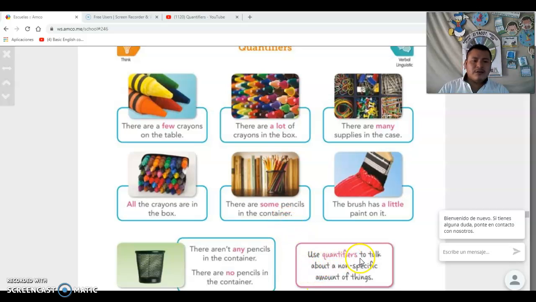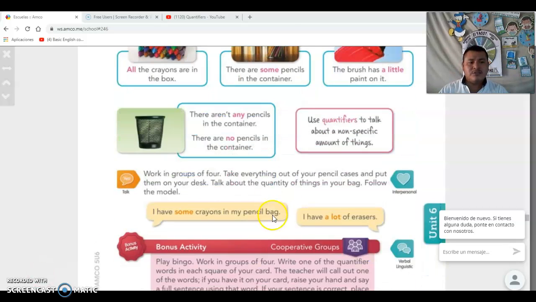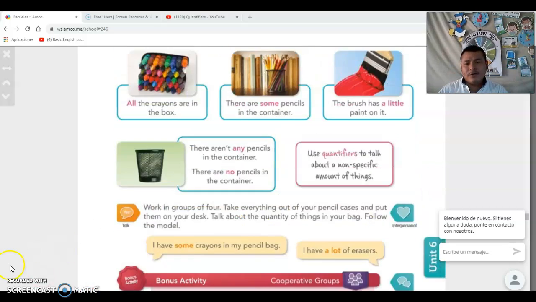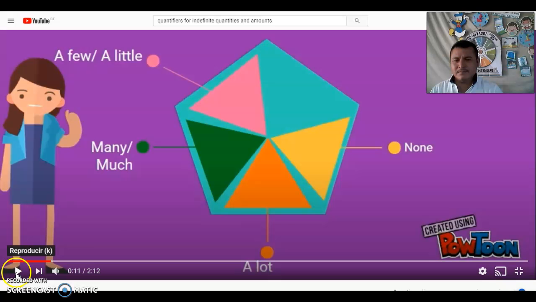We use quantifiers to talk about a non-specific amount of things. Okay, let's watch this short video and then we'll go over it in our English book on page 245. Okay, English book 2.